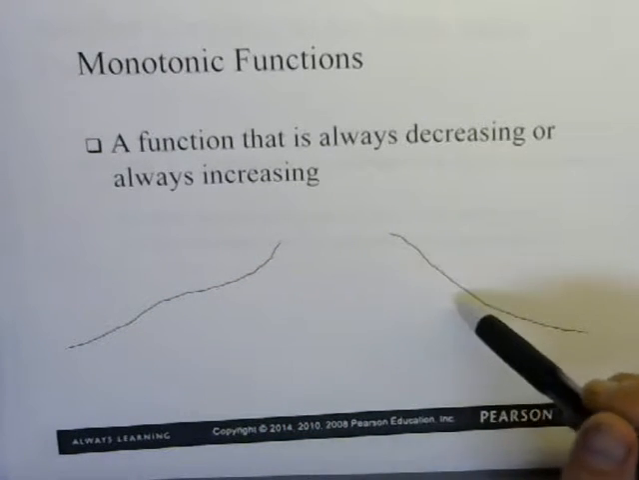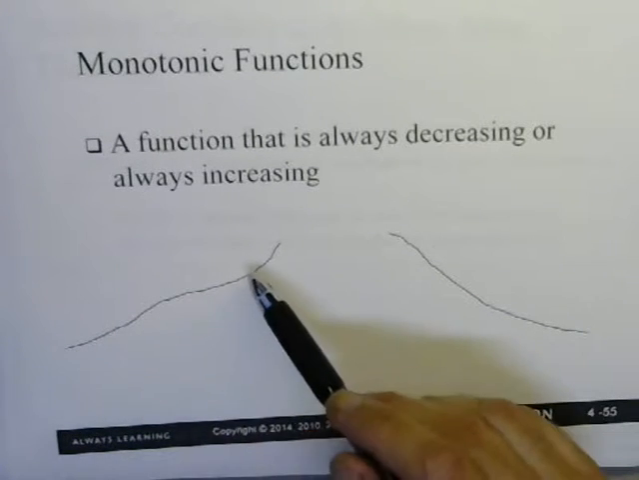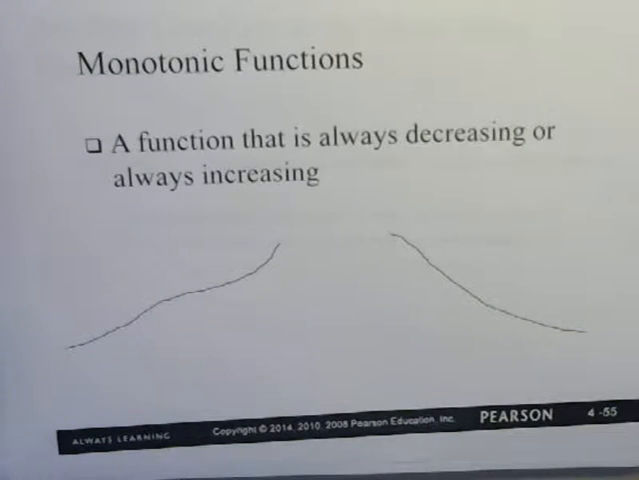Or if you have a function that's always going down, those functions are said to be monotonic. This would be monotonically increasing. This would be monotonically decreasing.